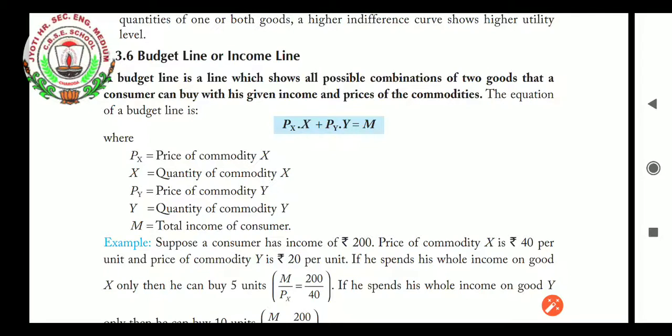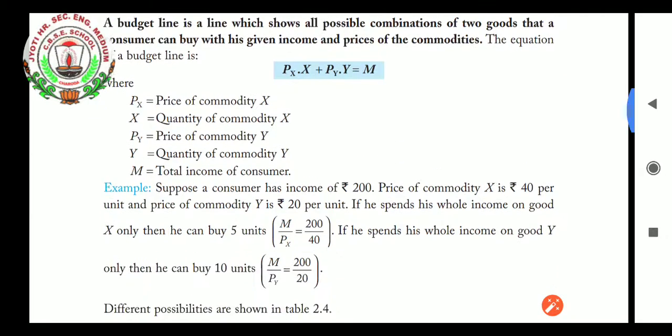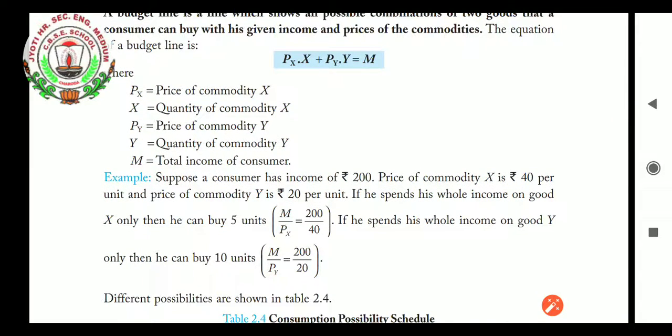The equation of a budget line equals Px, that is price of good X, into X, that is the quantity, plus Py into Y, that is the price of good Y, into quantity of Y, equals M. Here we can see the abbreviation more clearly if you are having the problem. Then Px here is the price of commodity X. Any commodity, like for example apple, here the apple's cost we are taking as Px.